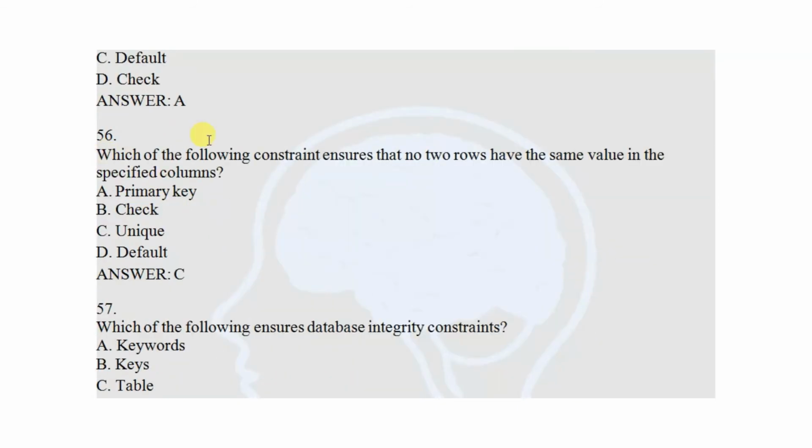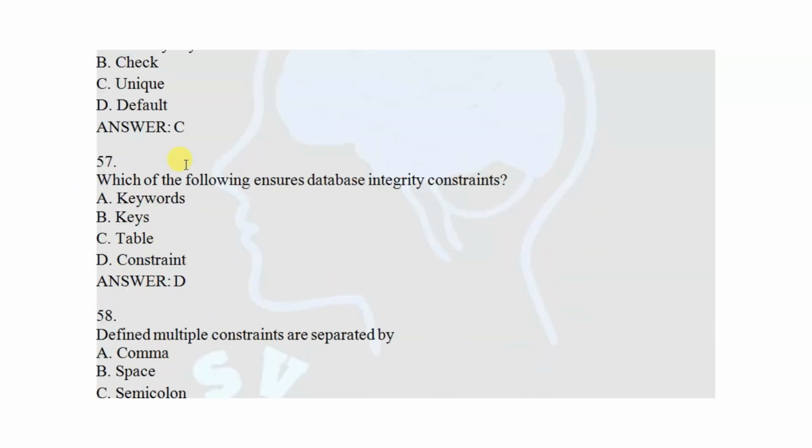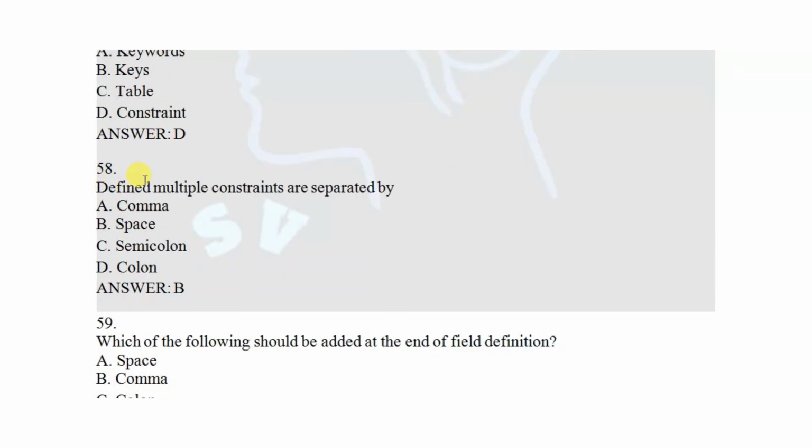Question number 56. Which of the following constraints ensures that no two rows have the same value in the specified columns? Your answer is option C, unique. Question number 57. Which of the following ensures database integrity constraints? Your answer is option D, constraints. Question number 58. Multiple constraints are defined separated by? Your answer is option B, space.